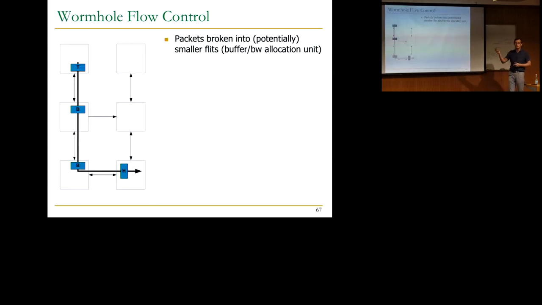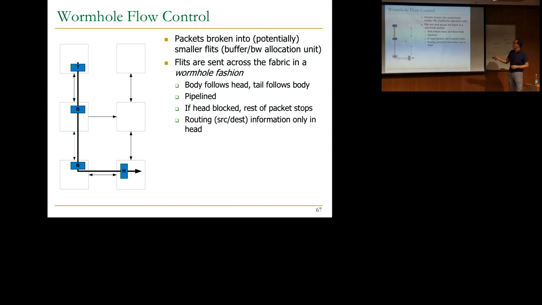So wormhole flow control was developed to do better. It's basically a worm that's distributed across different routers. You break the packet into smaller flits, flow control units. It's the buffer and bandwidth allocation unit, basically. Flits are sent across the fabric in a wormhole fashion. You have a header, the body follows the head, and then the tail follows the body in a pipeline manner.